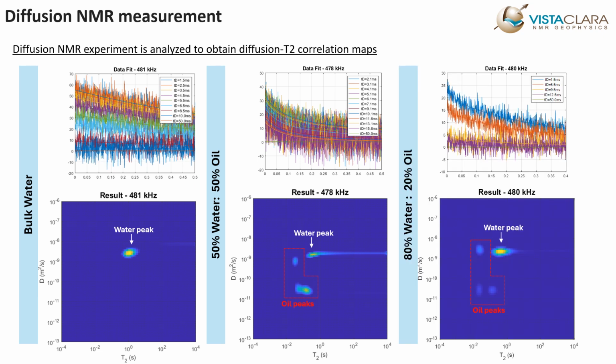Here is just another example where the sand was saturated with 80% water and 20% oil, and we still have these three peaks of oil, but their amplitude is just smaller because the concentration of oil in this sample is smaller.